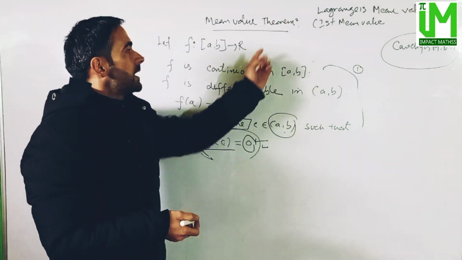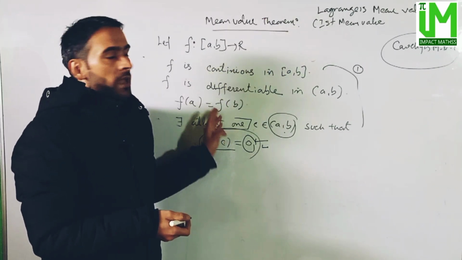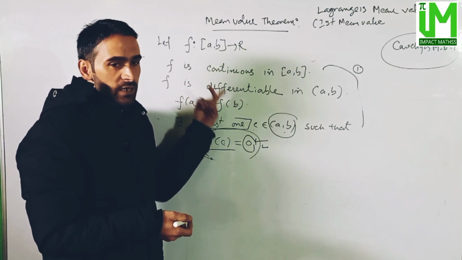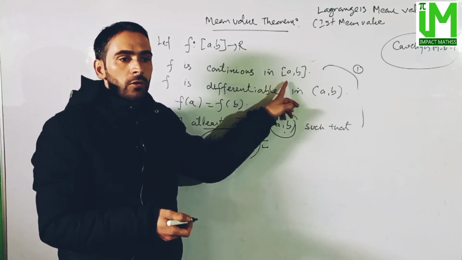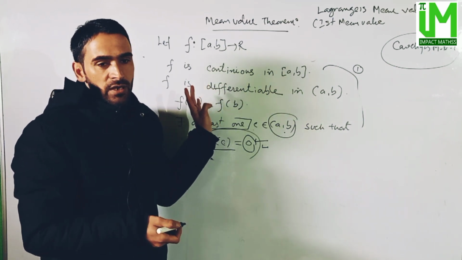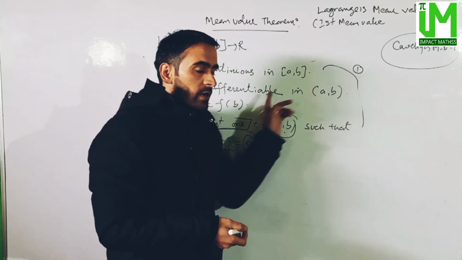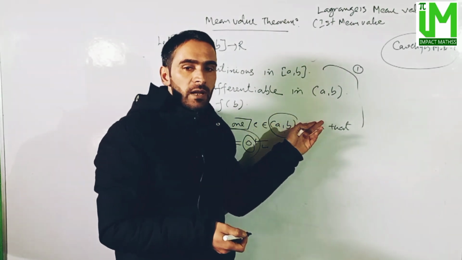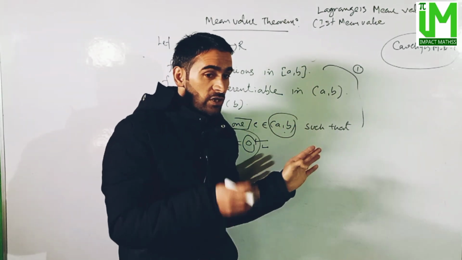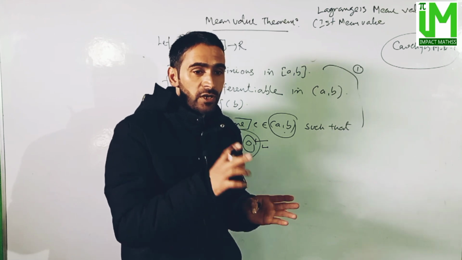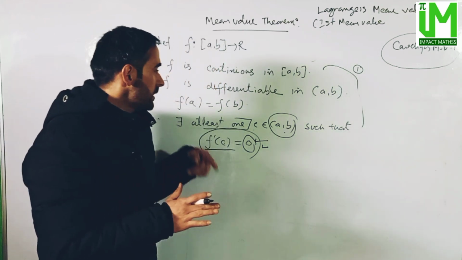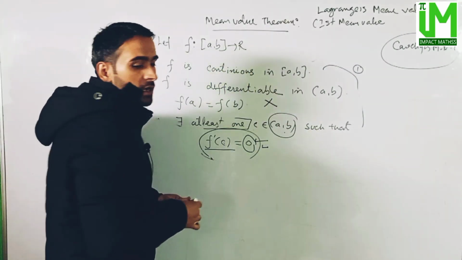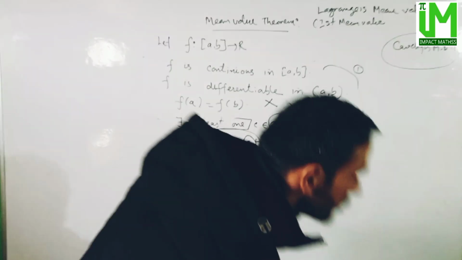So the mean value theorem statement goes like this: if f is a function from [a, b] to R such that f is continuous in the closed interval [a, b], this will be the first condition, and geometrically it means the graph between a and b is continuous. Second, f is differentiable in the open interval (a, b), meaning geometrically that at every point between a and b there is a tangent. And the condition f(a) equals f(b) is the one we drop in the mean value theorem.